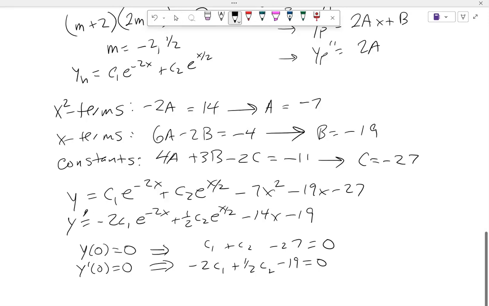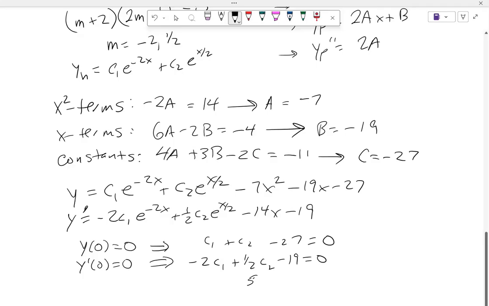Like before, let's multiply the first equation by 2 and add down. You should get 5/2 C2. Oh, what is it? Now they have to give us nasty numbers again. Minus 73 equals 0. 2 times 27 is 54 plus 19. So this tells us C2 is positive 146 over 5.